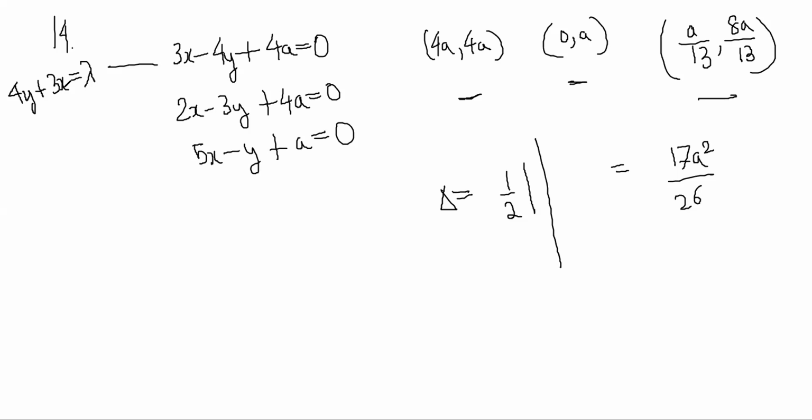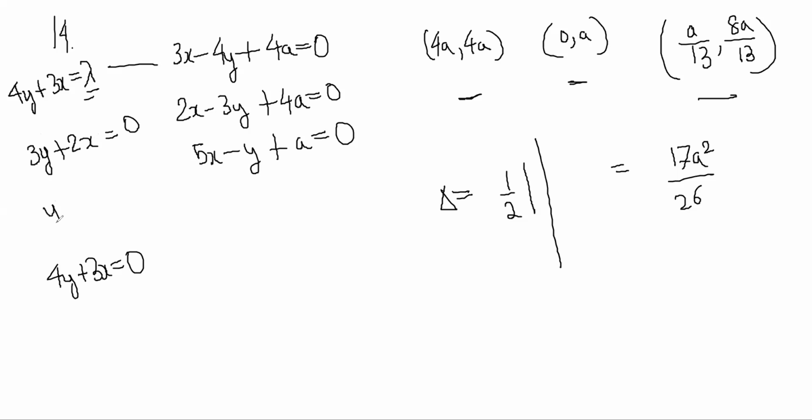Wait, we have to find the line perpendicular to that, and the foot of the perpendicular is from the origin. So lambda is 0. So one line is 4y plus 3x is equal to 0. The other line here is 3y plus 2x is equal to 0.